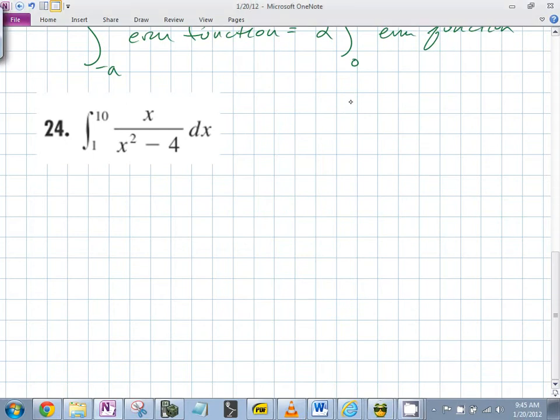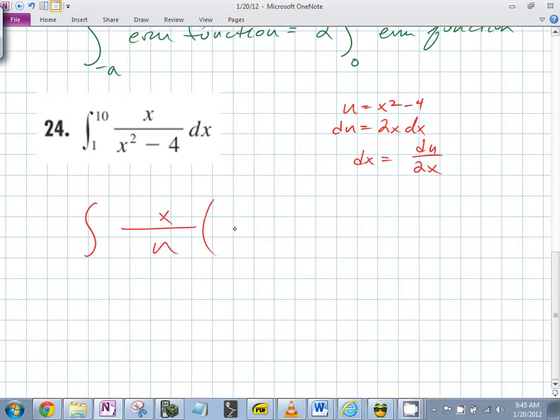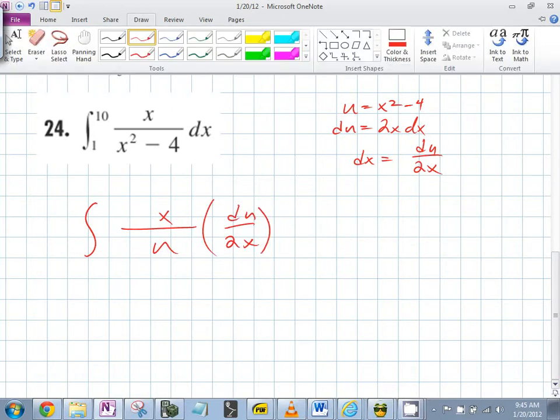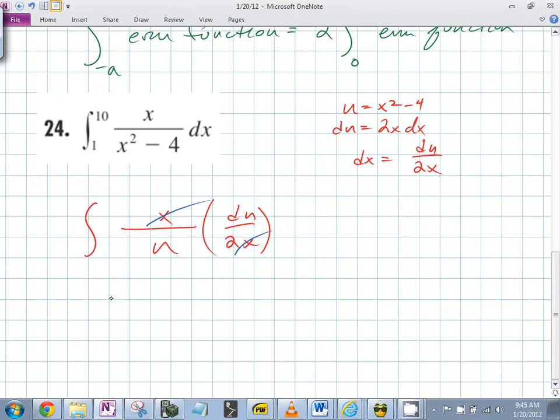Yeah, let's make u equal to x squared minus 4. So what does du equal? 2x dx. So dx is equal to du over 2x. So what do you end up with? The integral of x over u times what? 2x. And what's the magical thing that happens now? That's awesome. And what do the limits of integration become? Negative 3 to what? To 96. Thank you. Yes. So you get 1/2.